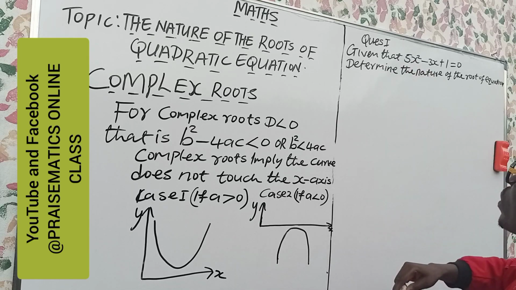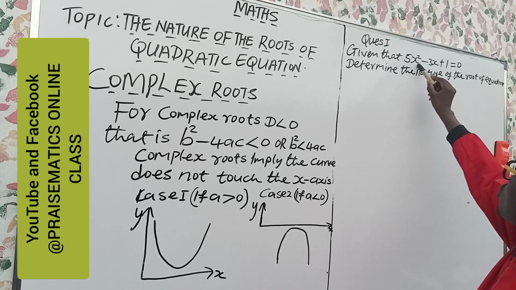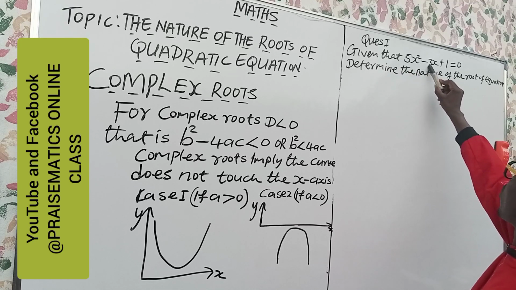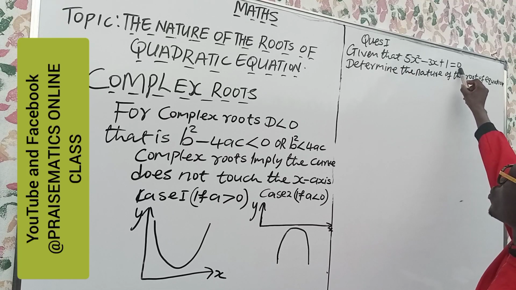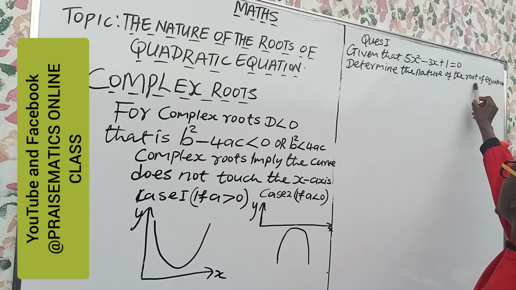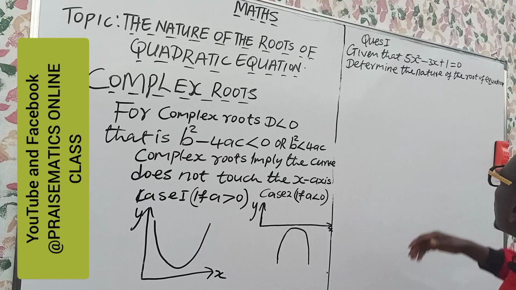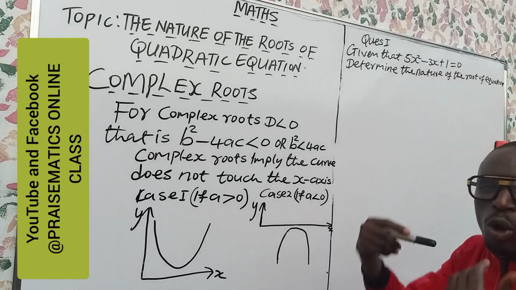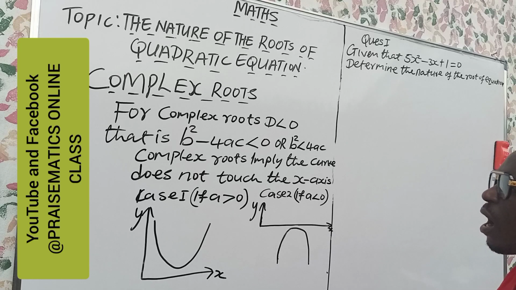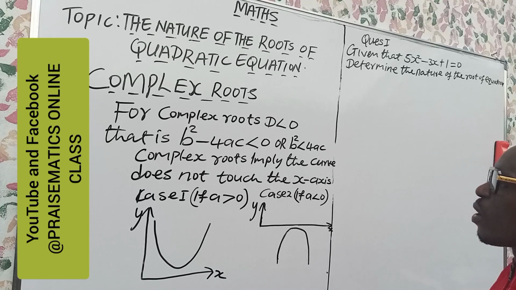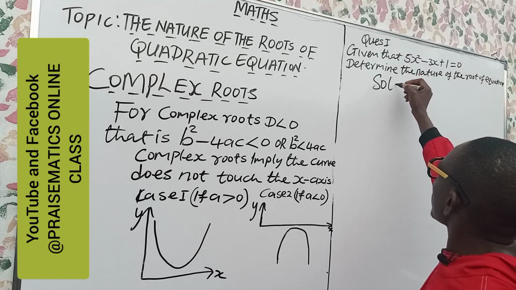Now this is a given question on the board. Given that 5x squared minus 3x plus 1 is equal to 0, determine the nature of the roots of the equation. We are going to check whether this equation has complex roots, or equal roots, or distinct roots. So we are going to check it. Okay, solution.